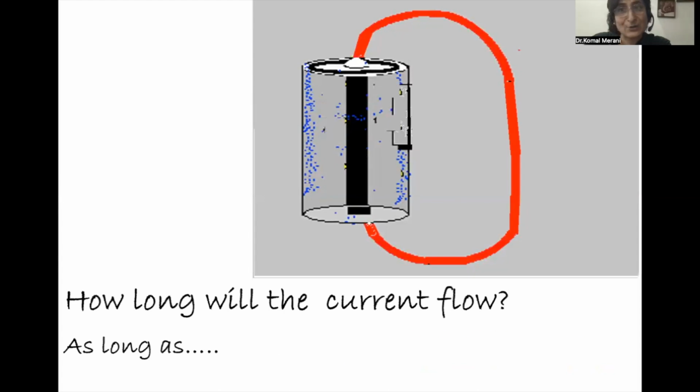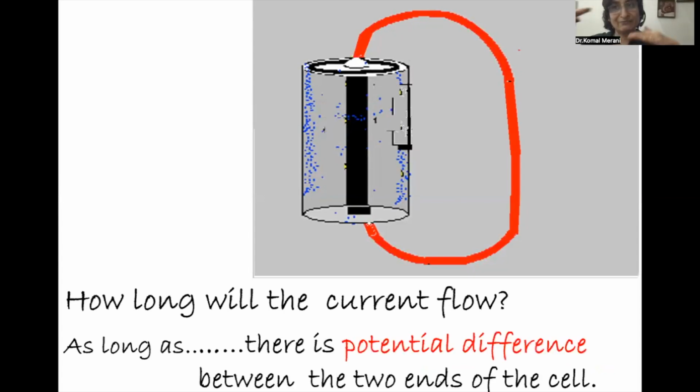It will flow as long as there is potential difference, which in simple terms means difference in the level of electrons. Excess and deficit. As long as there is difference, excess electrons is negative potential, deficit electrons is positive potential. So as long as there is difference between the two ends of the cell, the electrons will flow and so the current will flow. But how do we know how much is the potential difference?